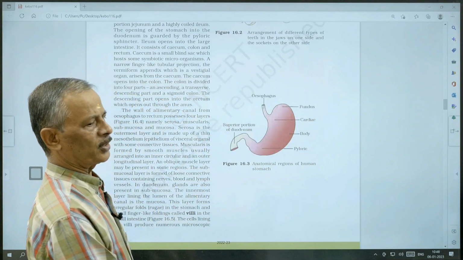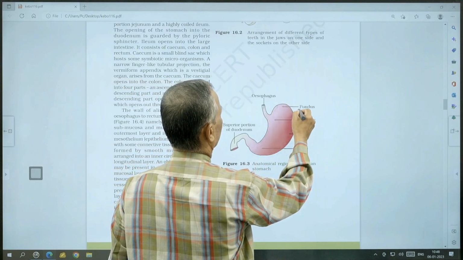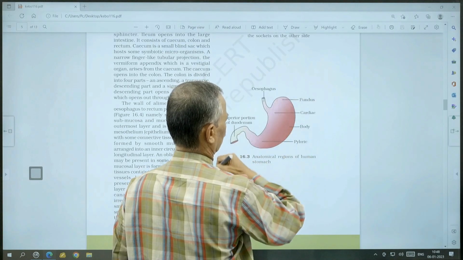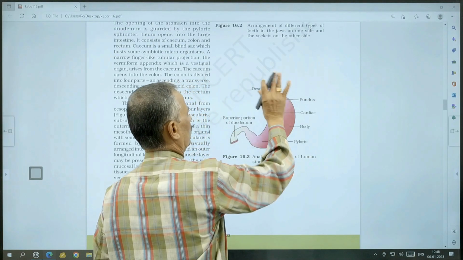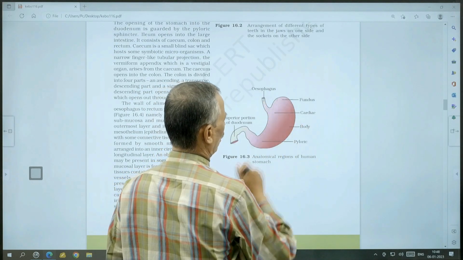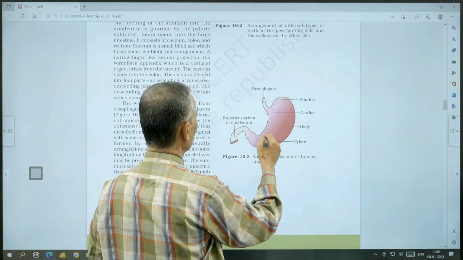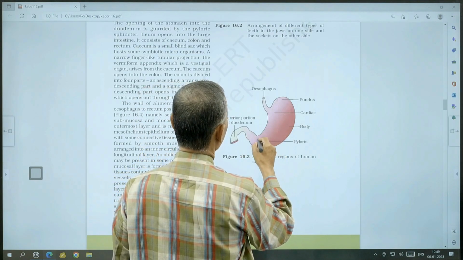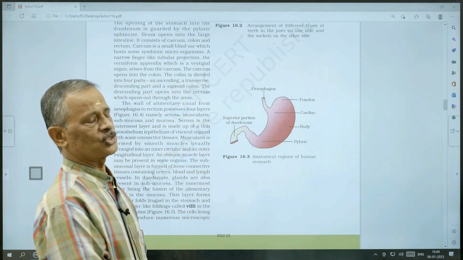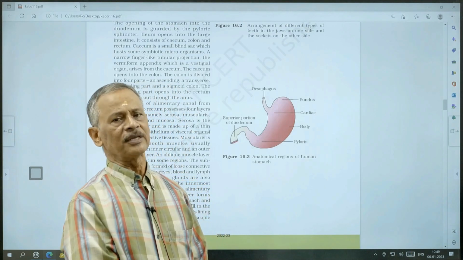It is called so because it is close to the heart, and the stomach is having a raised part called fundus. It is always filled with a gas. The main part of the stomach is called body. The posterior part, the continuation of the stomach, becomes narrower, and that narrow part is called pyloric stomach. This pyloric stomach is leading to the intestine.